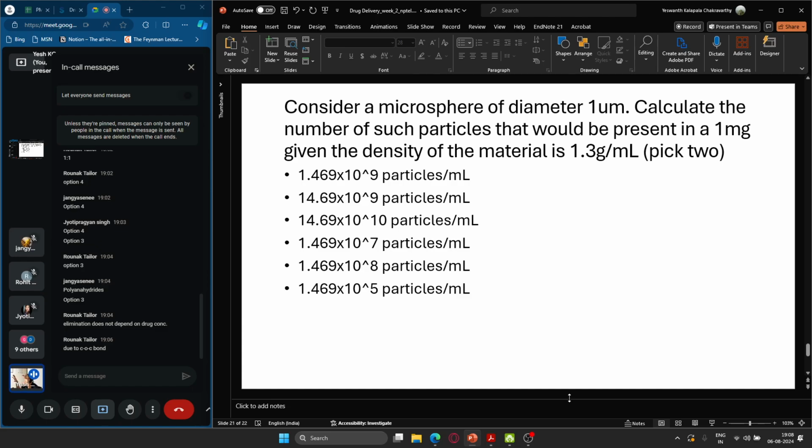So there's a microsphere of diameter 1 micrometer. Now they're asking how many of these particles will exist in 1 mg of this weighed material, given the density of the material is 1.3 grams per ml.